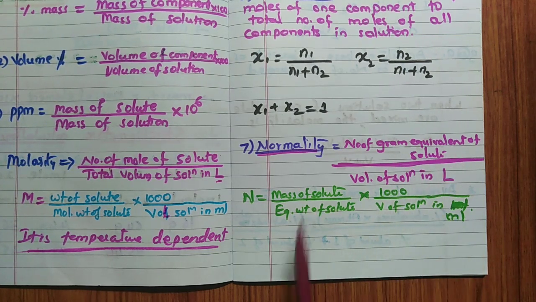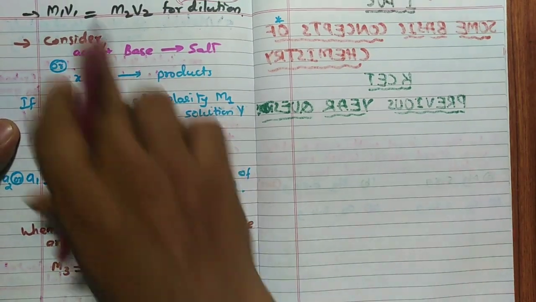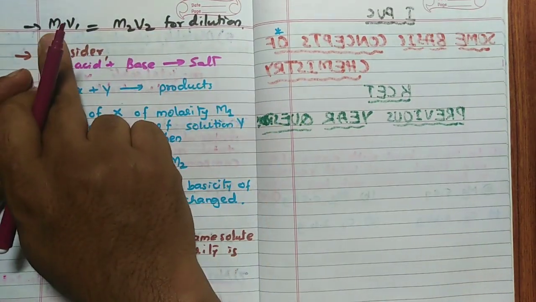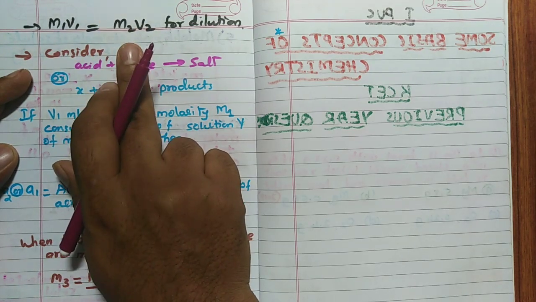Number of gram equivalents is calculated by mass of solute divided by equivalent weight of the solute. What is equivalent weight and how to calculate it? I will tell you in a separate video. Into 1000 divided by volume of the solution in ml here. So mass of the solute divided by equivalent weight of the solute into 1000 divided by volume of the solution in ml. Remember that. Then, an important formula: if the same solution is diluted, then M1V1 equals M2V2. If the same solution is diluted, M1V1 equals M2V2.